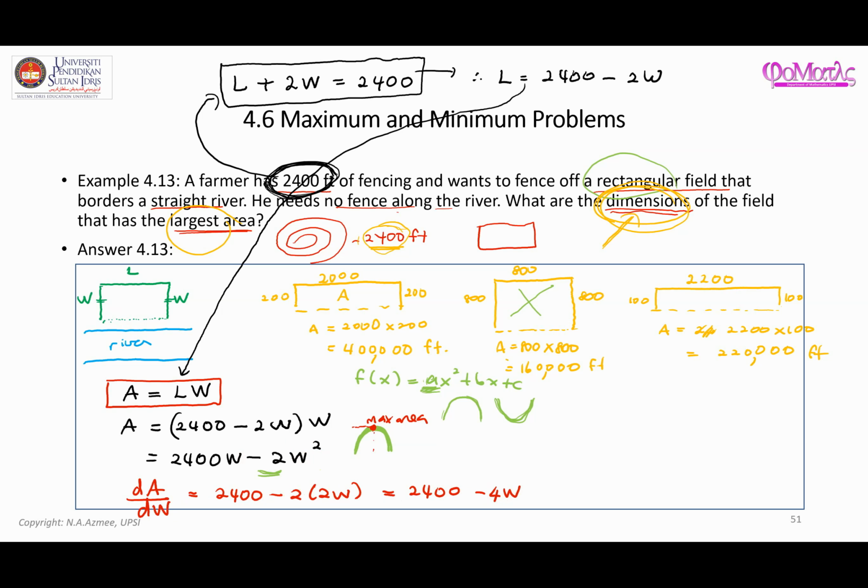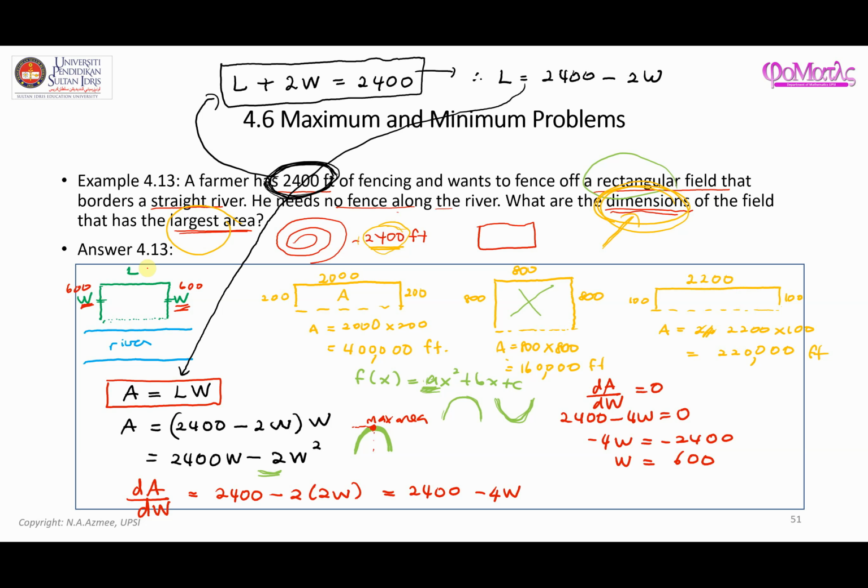Now I'm going to set this result equal to 0. So dA/dW is equal to 0. Therefore 2400 minus 4W is equal to 0. So negative 4W equals negative 2400. Therefore W is going to be equal to 600. So W here is going to be equal to 600.